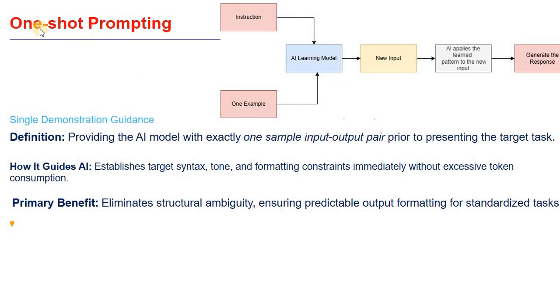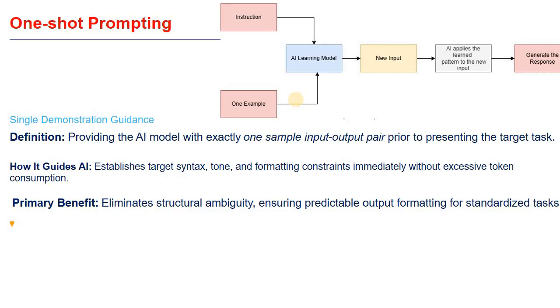Now let us look at one-shot prompting. In one-shot prompting, we provide one example before asking the AI to solve the actual problem. Here, along with the instruction, we provide one example to the AI model. The AI model will learn from the given example. Then, when we provide a new input, the AI applies the learned pattern to this new input and the output is generated. Here the generated output is influenced by the example provided by the user.